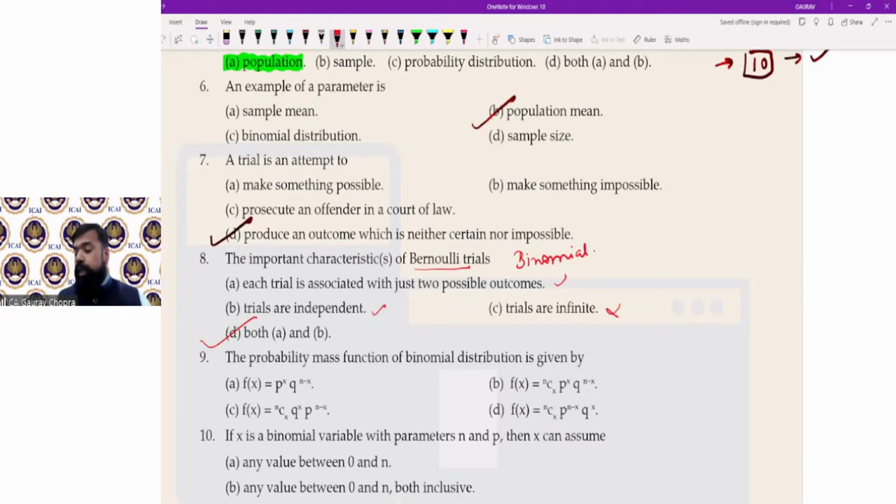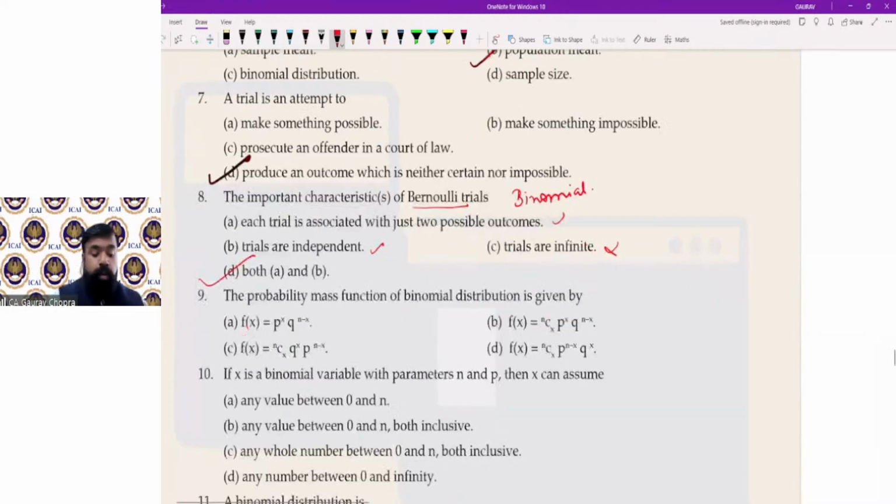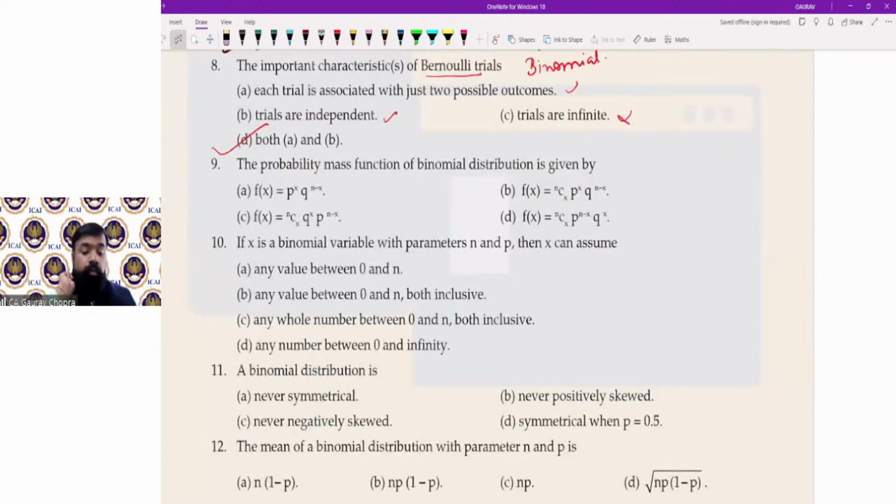Both A and B. So Dimple has given the answer, Ritu has given, and Surya Kumari. Great. Then the formula for binomial distribution's probability will be nCx p to the power of x and q to the power of n minus x. That is option number B. So B will be correct.